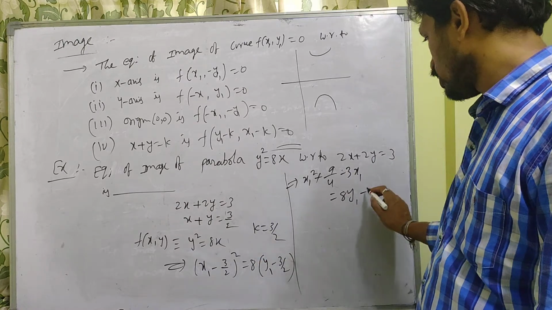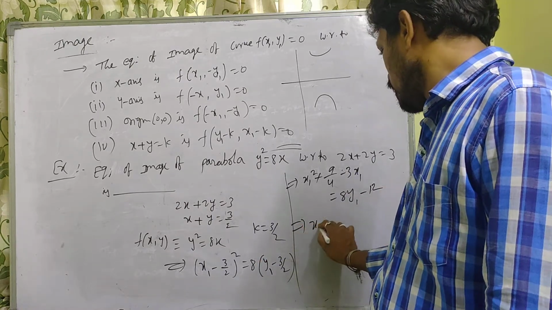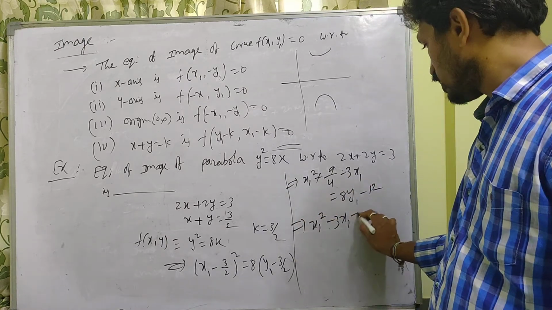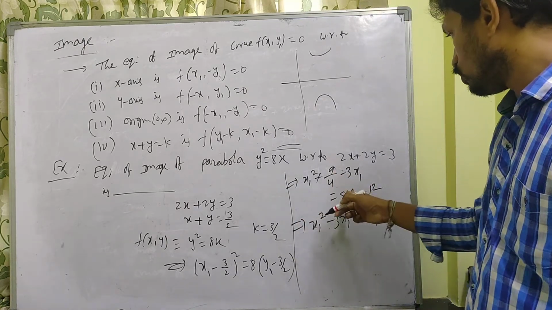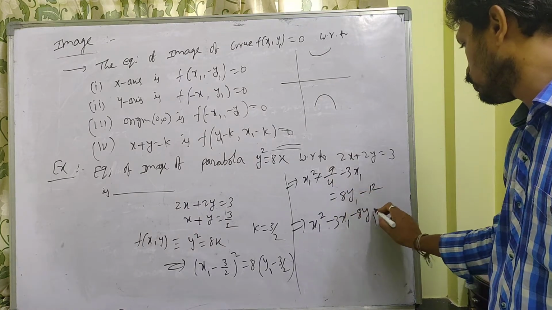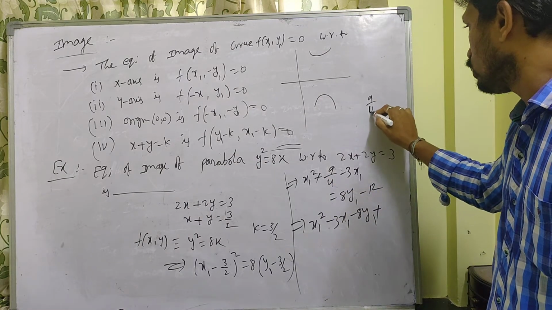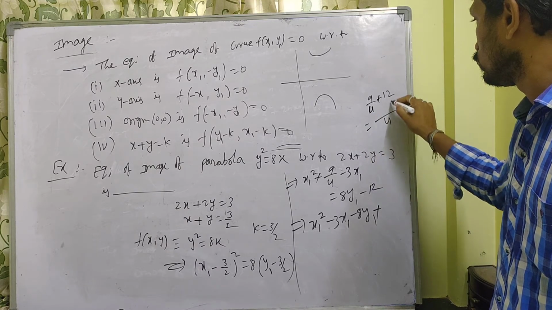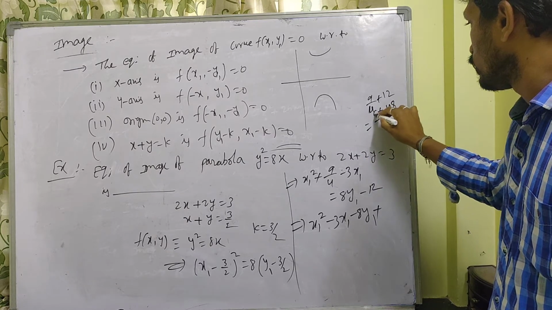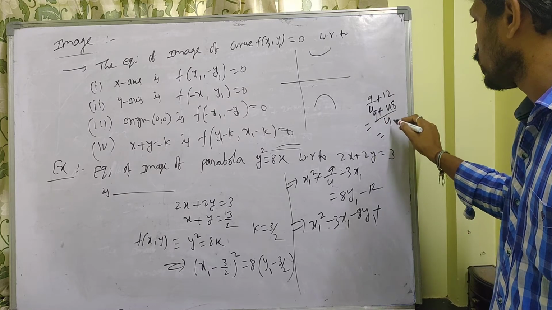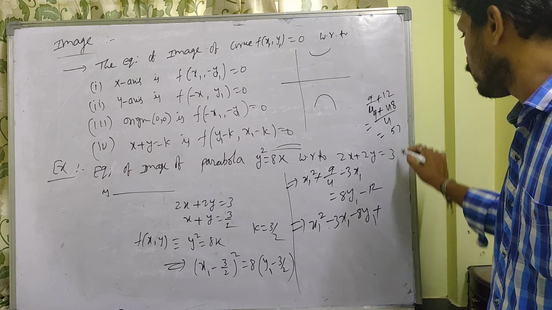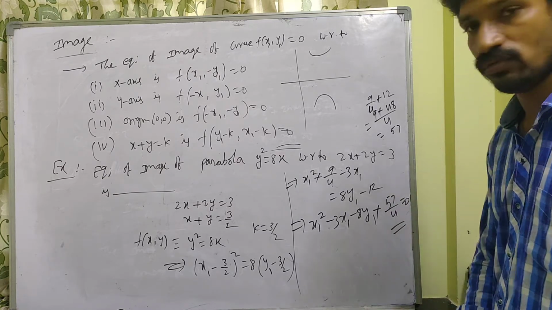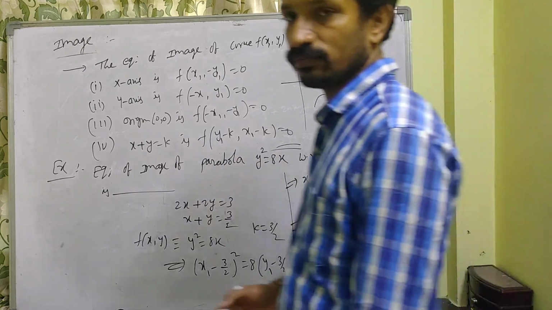2 eights, 4 times going, 4 threes are 12. So this is nothing but x1 square minus 3x1, transpose 8y1 to this side, minus 8y1. So 9 by 4 plus 12. 12 fours are 48, 9 plus 48, that is 57. 57 by 4 is equal to 0. That is our required answer.